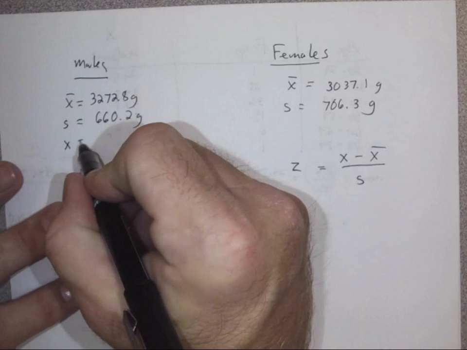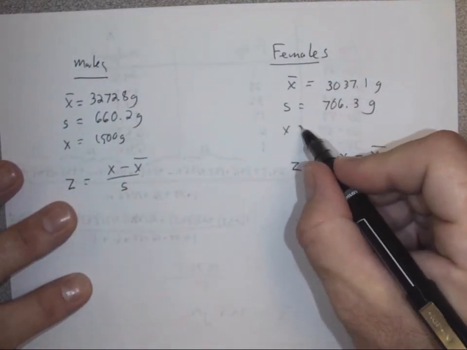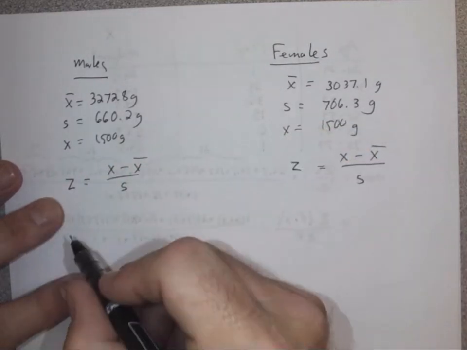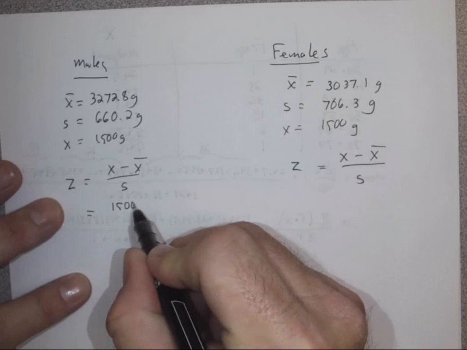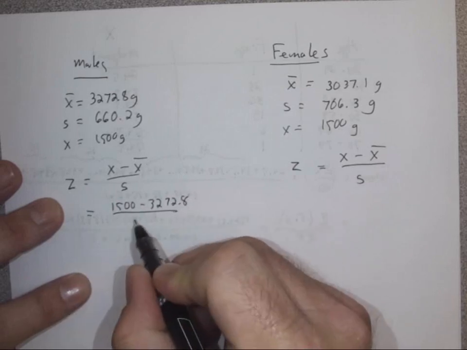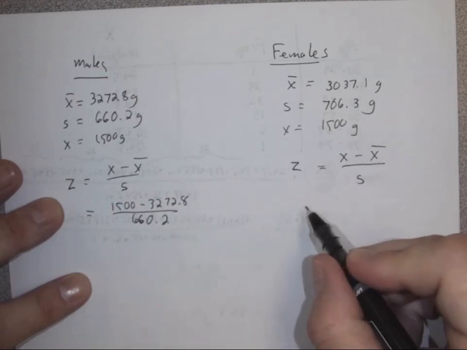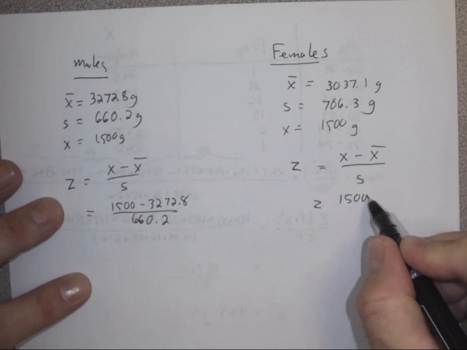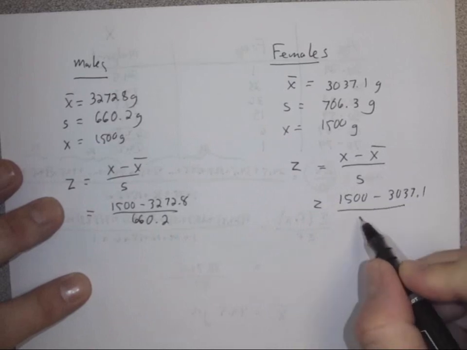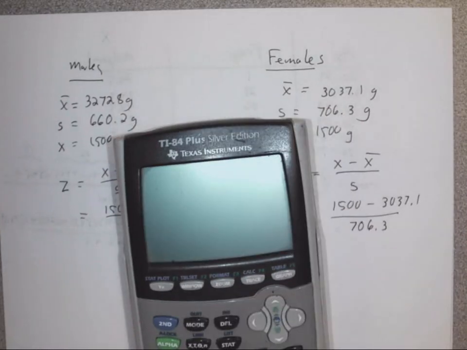Well, what I'm testing for both of these is we have somebody that's 1,500 grams, right? In both cases. So I have a male that's 1,500 grams, and I have a female that's 1,500 grams. So I'm going to plug those in the equation just to see what happens. So in this case, it's going to be 1,500 minus 3272.8, all divided by the standard deviation, which is 660.2. And then for this one, the z-score is going to be 1,500, because of the same weight, minus 3037.1, all divided by 706.3. So we have to do them separately and see what happens.